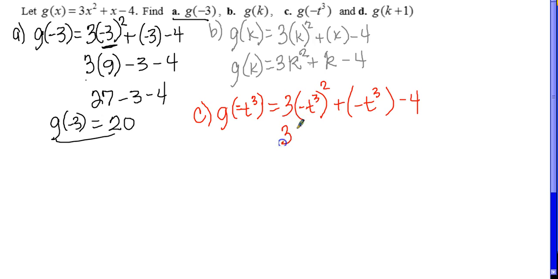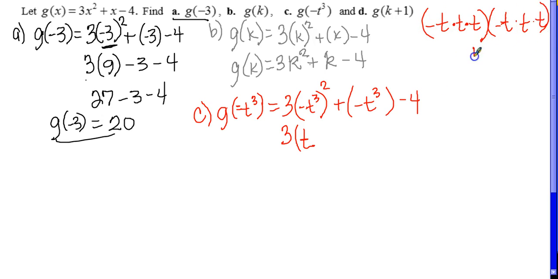So you know what that means? That means -t cubed times -t cubed. That's what that means. So what's -t times -t? You better tell me that's positive t. And what's t cubed times t cubed? Be careful. If you are unsure, you can just take a -t cubed like so and multiply it by a -t cubed like so and expand it out if you're unsure.